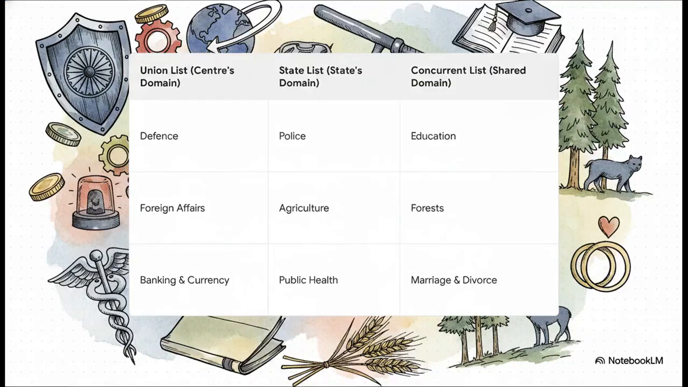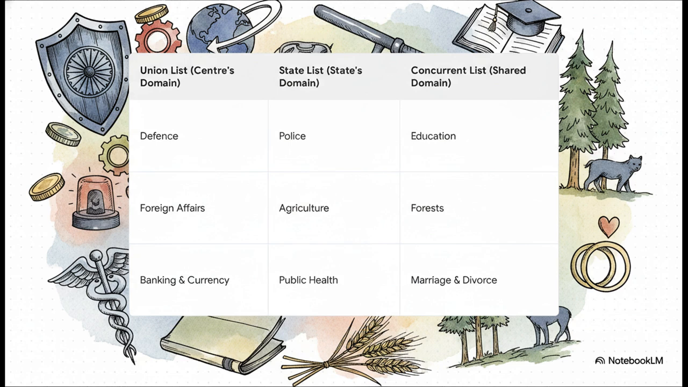Okay, the easiest way to think about this is like a yours, mine, and ours agreement. First, you've got the union list. This is the mine for the central government. It covers the big national stuff. Think defense, foreign affairs, currency, things that affect the entire country. Then you have the state list. That's the yours for the states. It covers more local issues like the police force, agriculture, and public health.